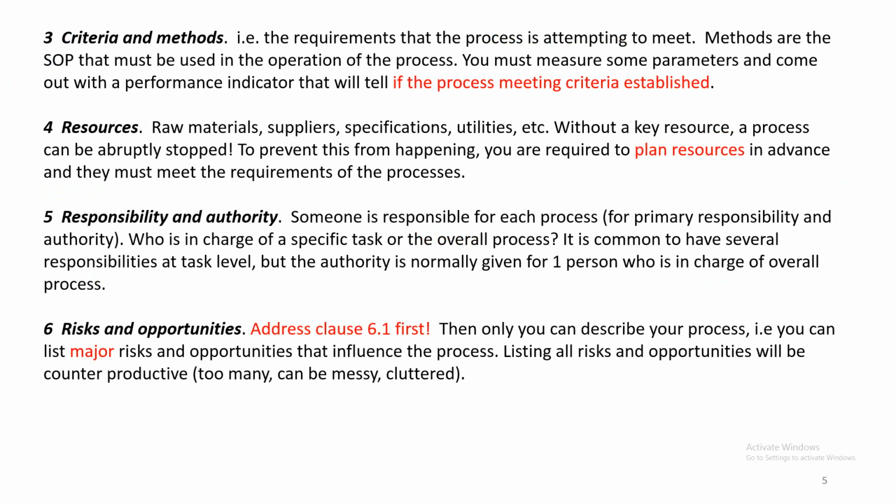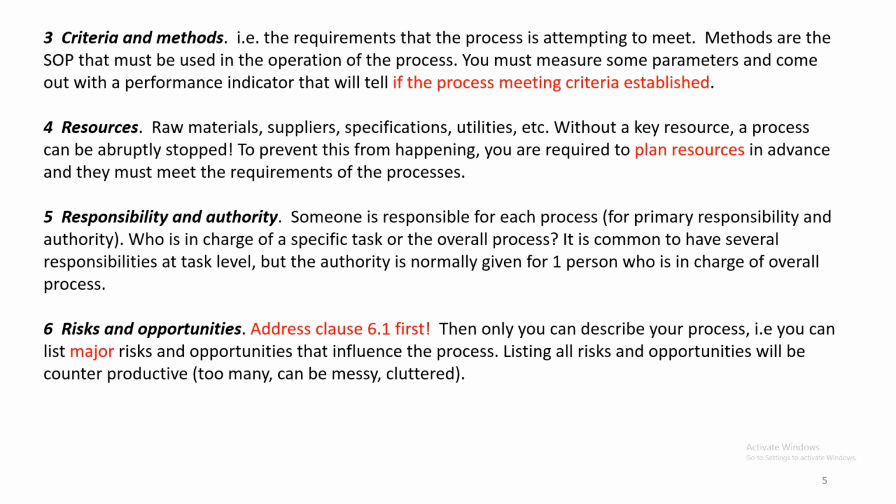Number three, criteria and methods. We have specifications, right? You have requirements that the process is attempting to meet, and then you have methods, the SOP that must be used in the operation of the process, and then you have parameters. You can use them as performance indicators, so that you can tell if the process is meeting the criteria established.